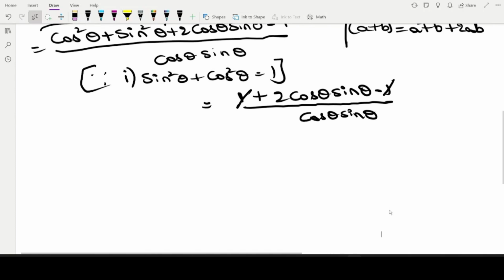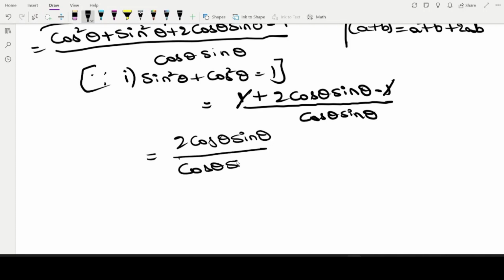Now we are left with, what is the value here that you are left with? 2 cos theta into sin theta divided by cos theta into sin theta. Both cos theta sin theta get cancelled. Now we are left with 2. So this is the answer for (1 plus tan theta plus secant theta) into (1 plus cot theta minus cosecant theta). So this is the first one.